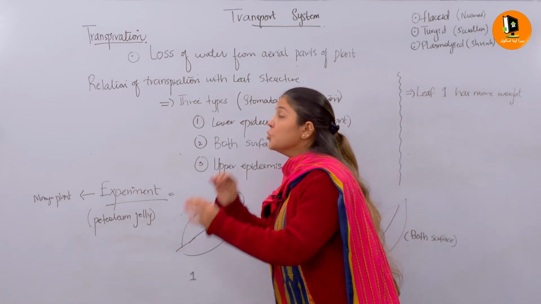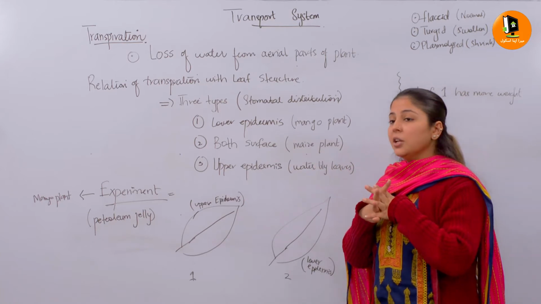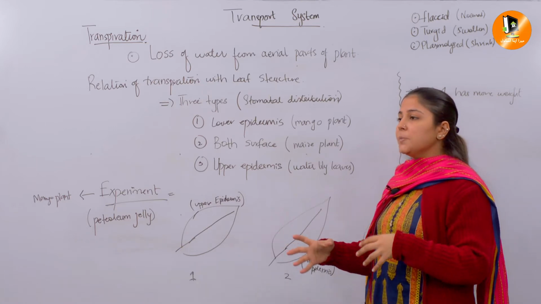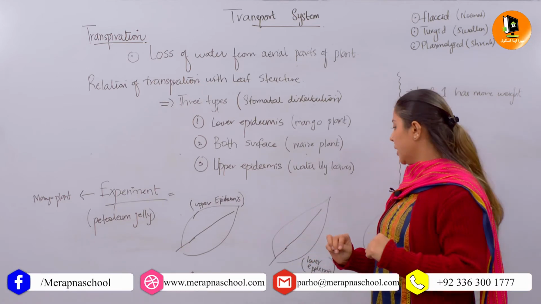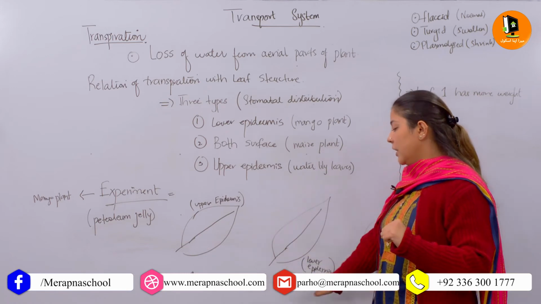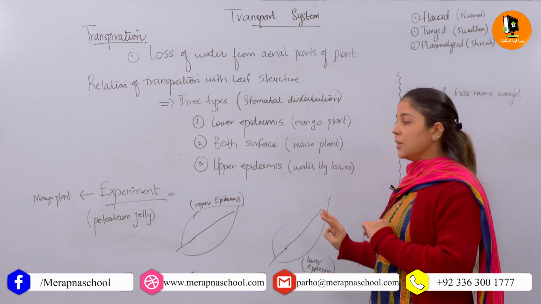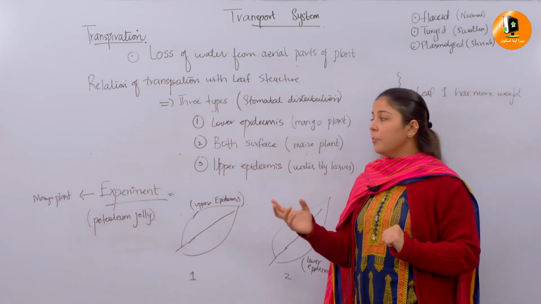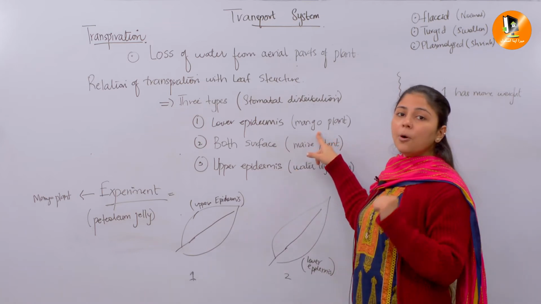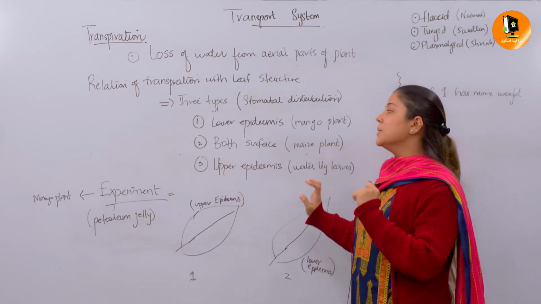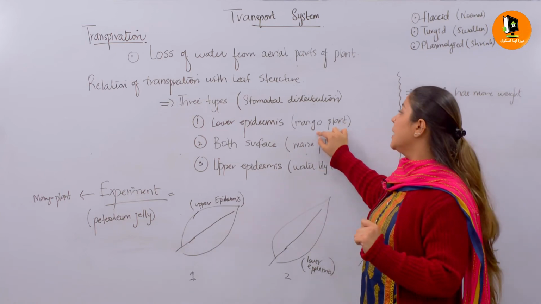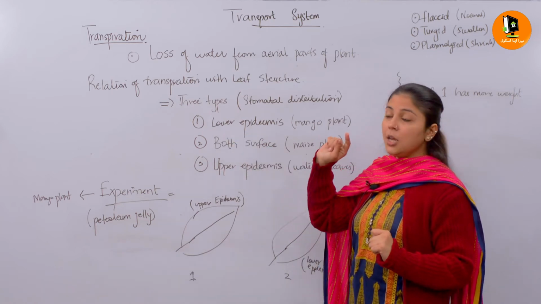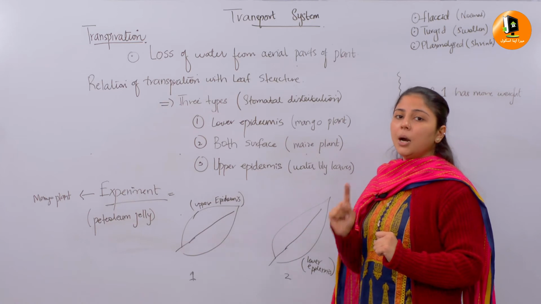To further understand the concept of transpiration, let us have a look at this experiment. In this experiment I have taken three leaves: leaf 1, leaf 2, and leaf 3, and all three belong to the mango plant. We have discussed that in mango plant leaves the stomata are mainly present on the lower epidermis. There are no stomata on the upper epidermis.